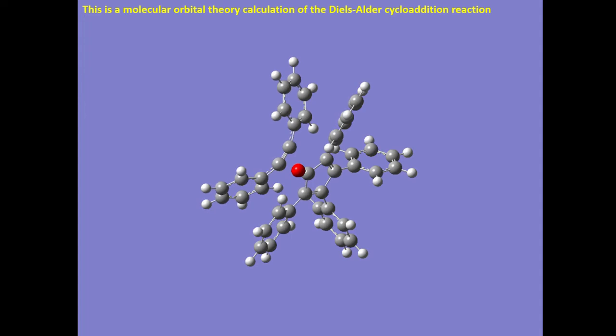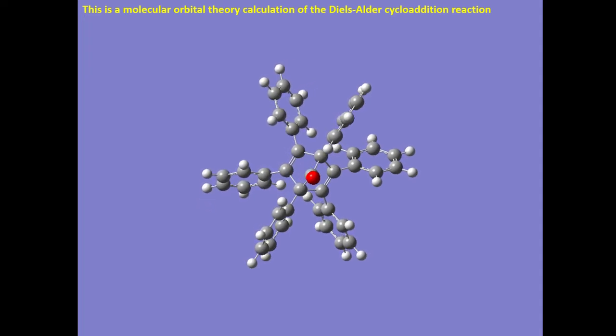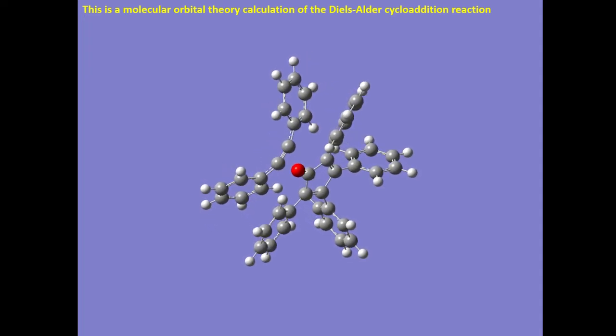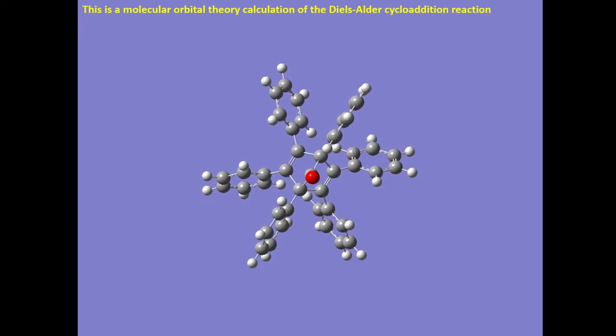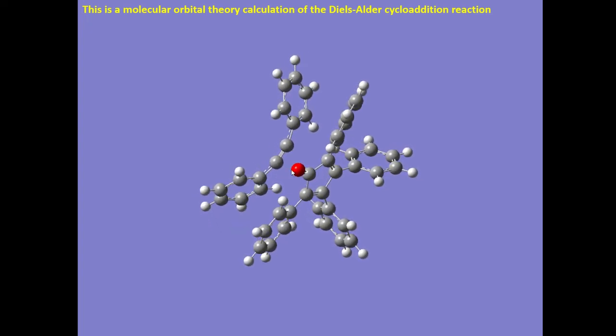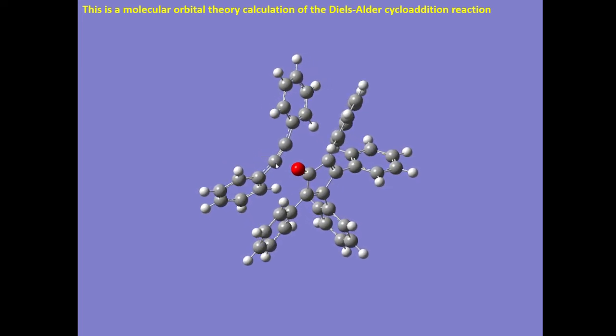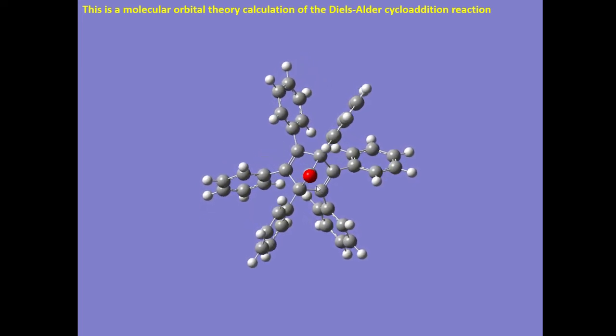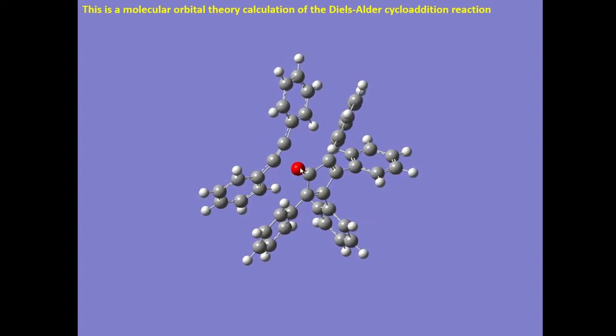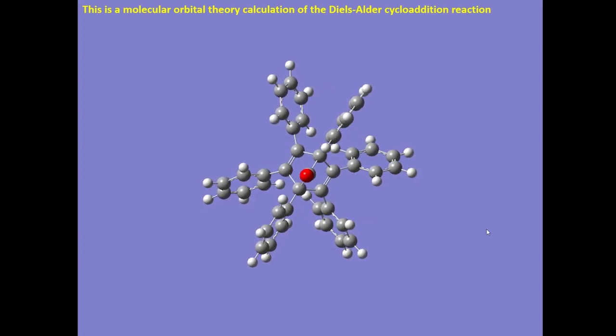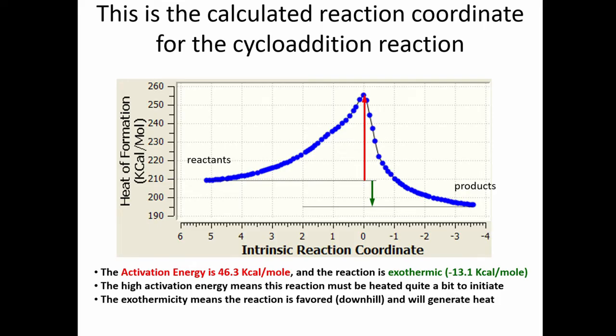So here's the molecular orbital theory calculation of the Diels-Alder reaction of the tetraphenylcyclopentadienone and diphenylacetylene. You can see here that the triple bond breaks in order to form this bicyclic structure. Here you can see the oxygen group that is found at the top of the bicyclic structure. So here we can see how the reaction is performed.